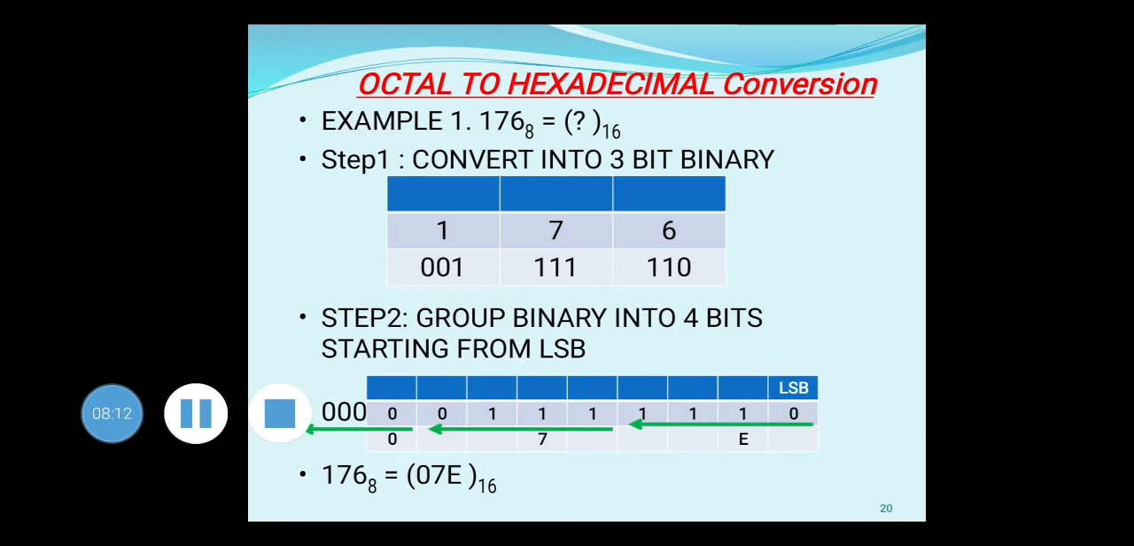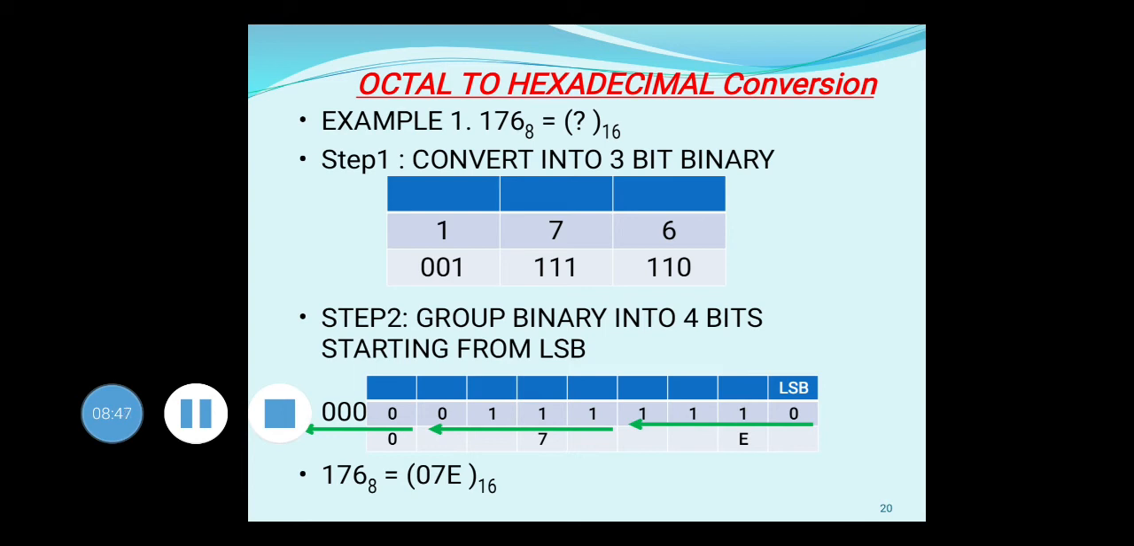After this grouping, you represent each 4 bits with its equivalent hexadecimal number. Here 1110 represents the alphabet E. It is 14, the total count is 14, so it is E. Then the next, 0111, represents 7, and 0000 represents 0. So the final answer is 07E.